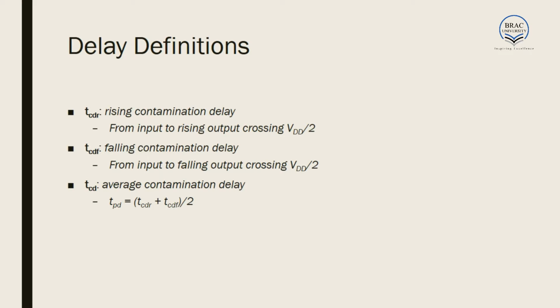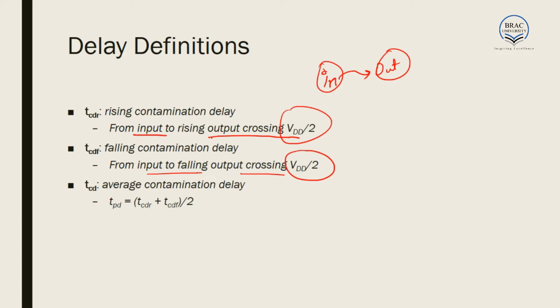Another thing is called contamination delay. The definition of contamination delay is almost the same as propagation delay. That is, input rising to output crossing VDD by 2, and again, input falling to output crossing VDD by 2. The difference between propagation and contamination delay is that propagation delay is the maximum time required for a change in input to bring about a change in output. The maximum time needed for a change in input to bring about a change in output is called propagation delay.